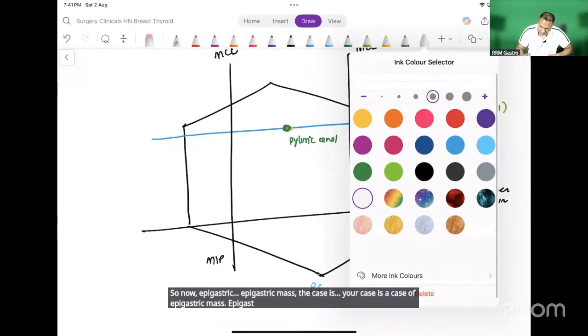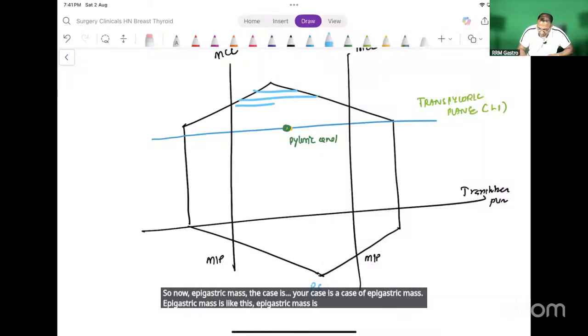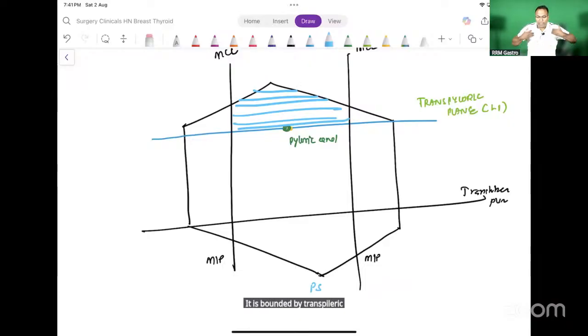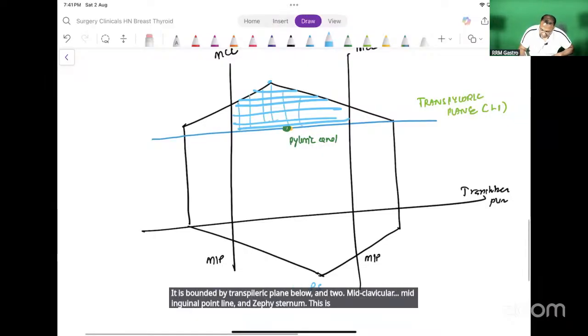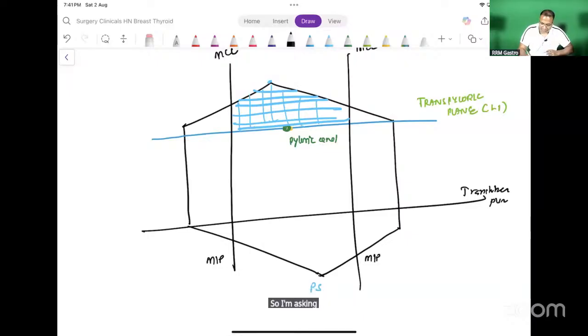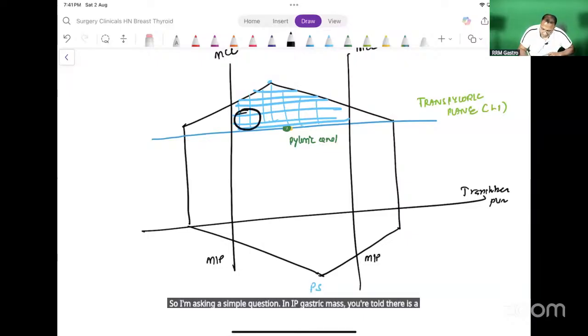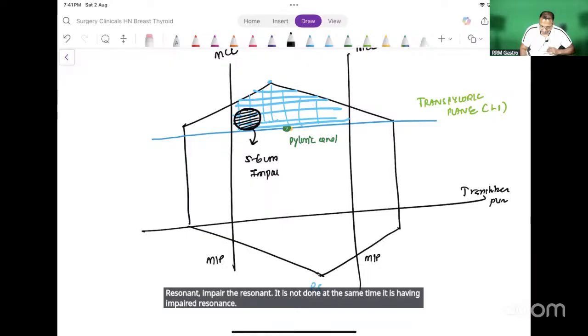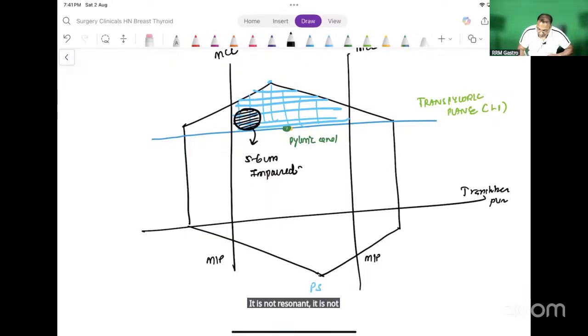So now, your case is a case of epigastric mass. Epigastric mass is a mass seen in this region. It is bounded by the transpyloric plane below, the two mid-clavicular to mid-inguinal point lines, and the xiphisternum. So I am asking a simple question. In this epigastric mass, you told there is a mass of 5 into 6 centimeters in this place, and you percussed this mass. It is not resonant and not dull. It is having impaired resonance.